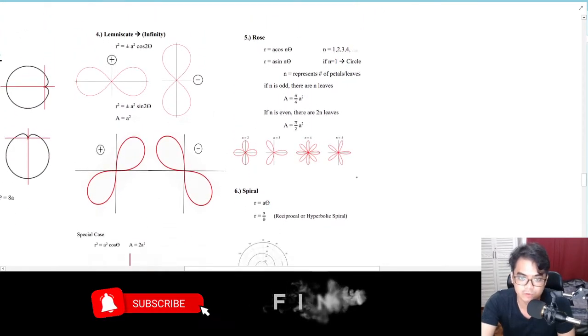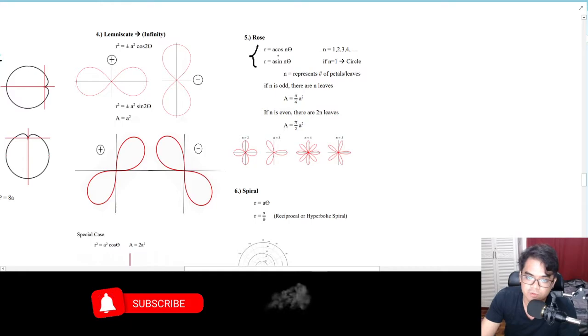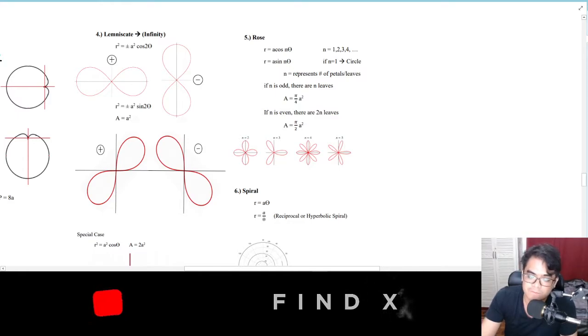Next we have a rose. Of course, if it's a rose, it has petals. There are two equations: r equals a cosine nθ, and r equals a sine nθ. Here n will represent the number of petals.